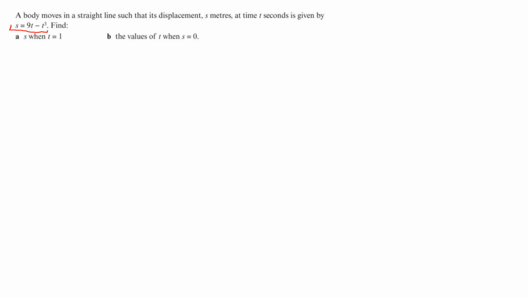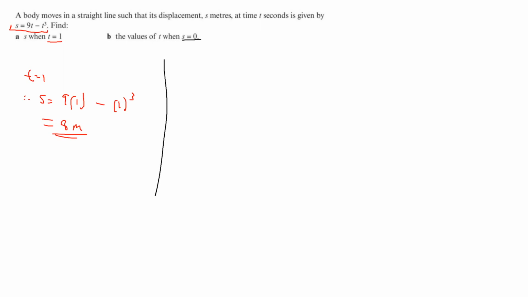So how are we going to work out what s is when t is 1? Well, all we're going to do is sub in t equals 1. So therefore, s is equal to 9 times 1 minus 1 cubed, which is simply equal to 8 meters, okay? The same thing can be applied when s is equal to 0.